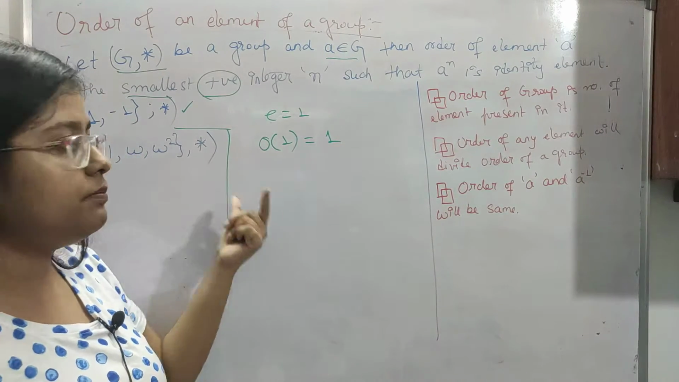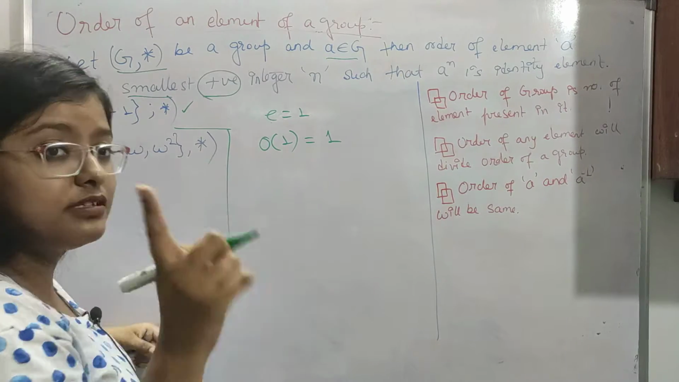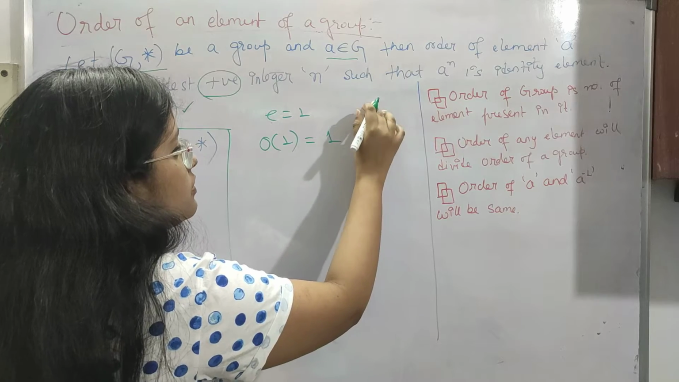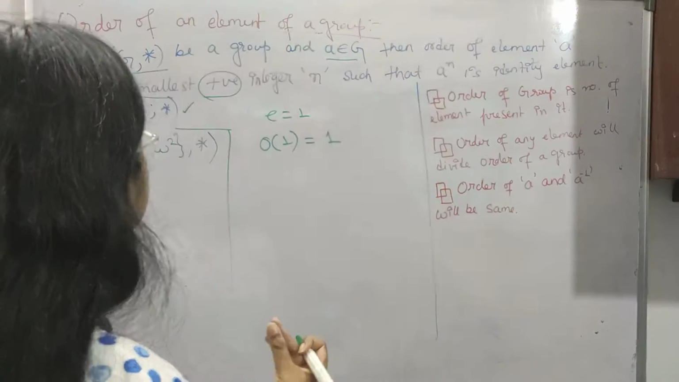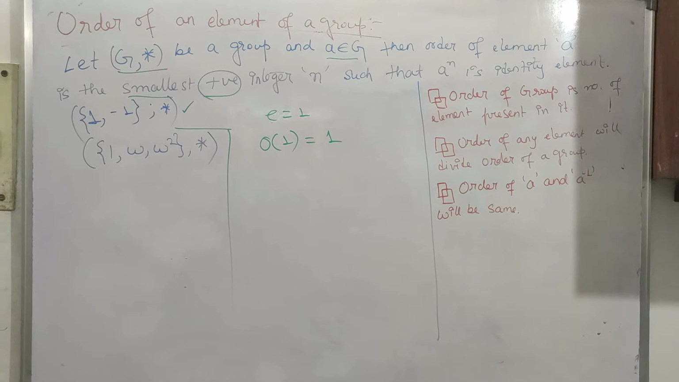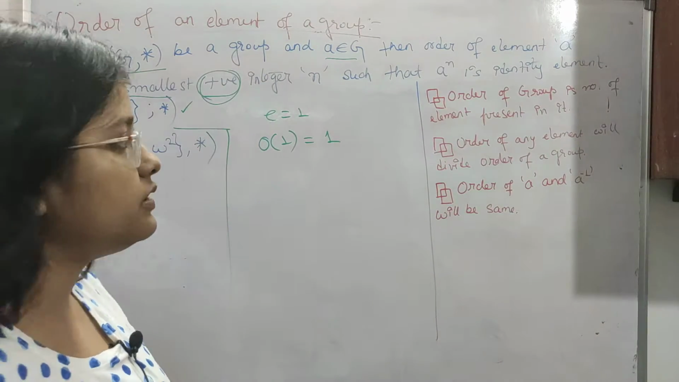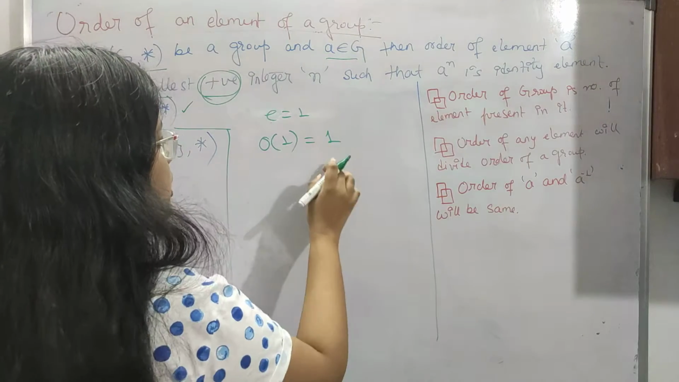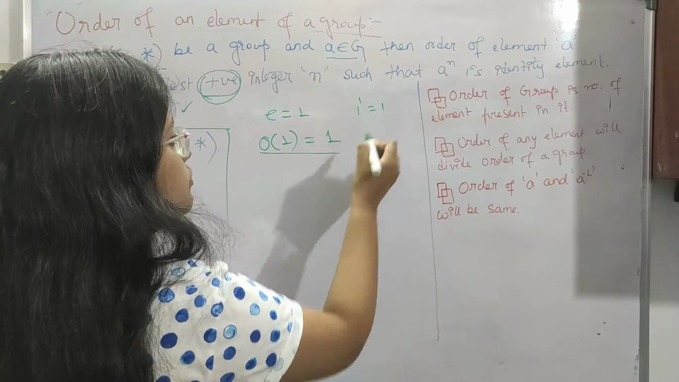1 to the power 1 will be 1 only, not 0. 1 to the power 0, so it is not 0. Sorry, I missed that. 0 cannot be possible because it is saying positive integers only. So 1 to the power 1 will be 1 only, so the order of 1 will be 1.